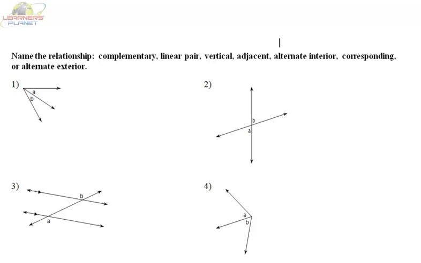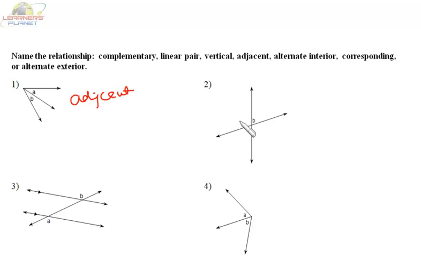Here we see the first one. We have to find out the relationship over here between A and B. So A and B, which type of angle is this? We can call them a pair of adjacent angles, since they have a common arm and a common vertex. So A and B here are adjacent angles. I just write it in short form.